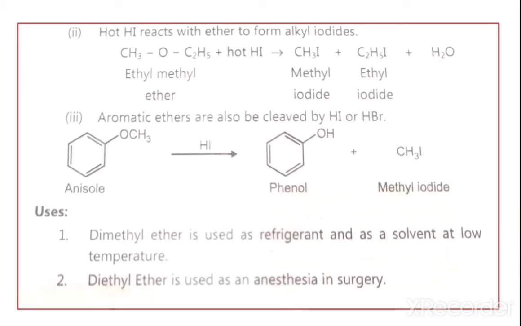Then we discuss when ether is treated with hot HI, hydrogen iodide, to form alkyl halides. And aromatic ethers are also cleaved by hydrogen iodide or HBr. We get the phenol. Okay. Now then, uses of ethers.